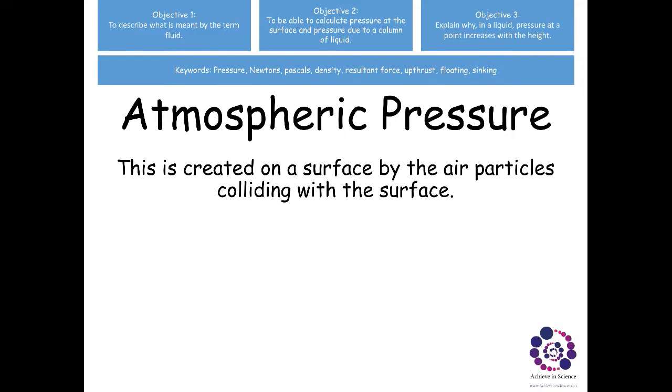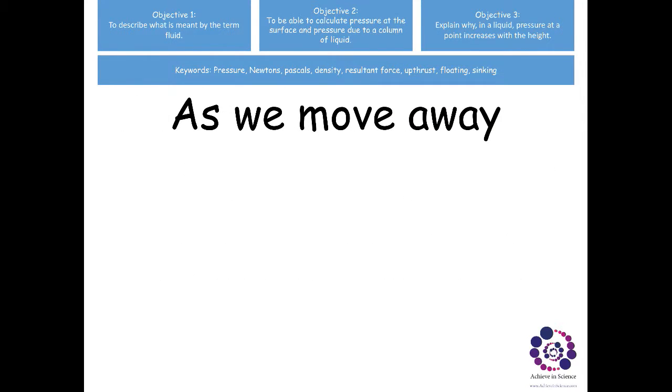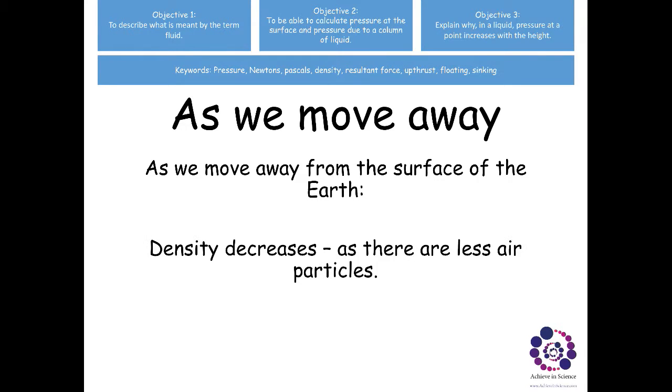Atmospheric pressure. This is created on a surface by the air particles colliding with the surface. As we move from the surface of the Earth away, the atmospheric pressure decreases. As we move away from the surface, the density decreases as there are less air particles.